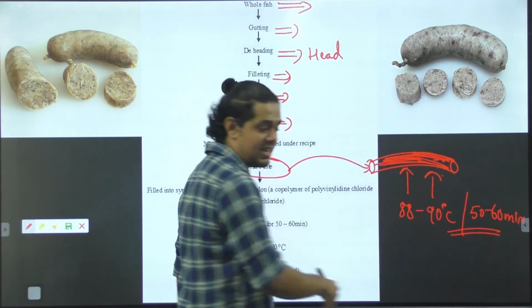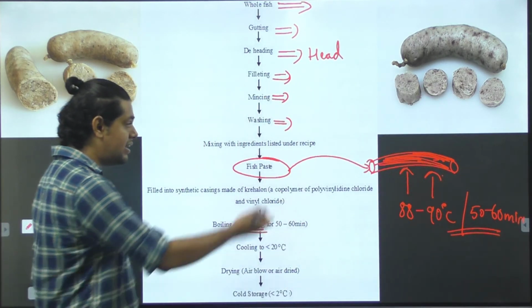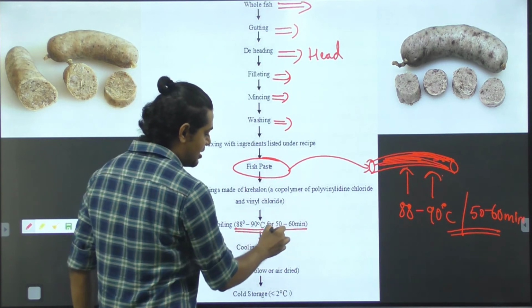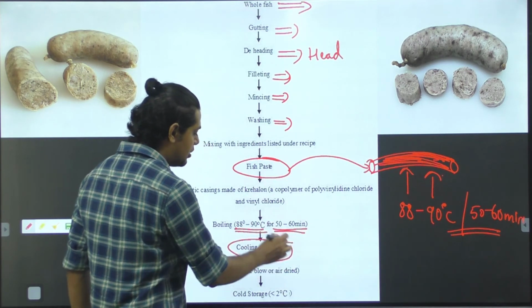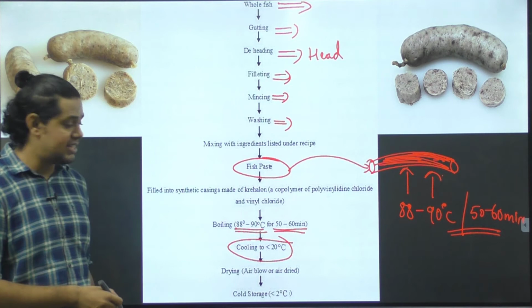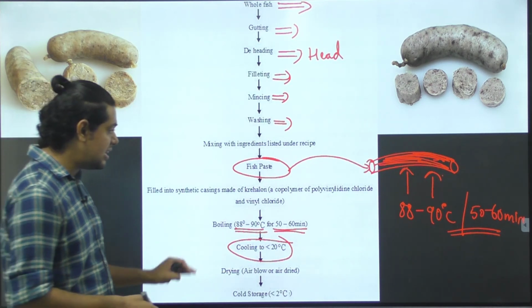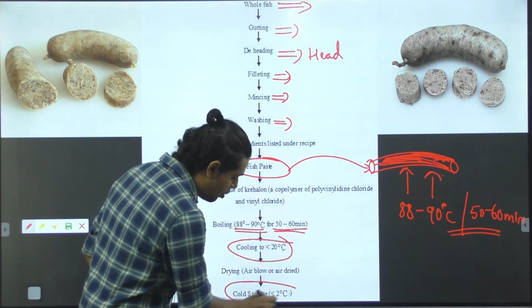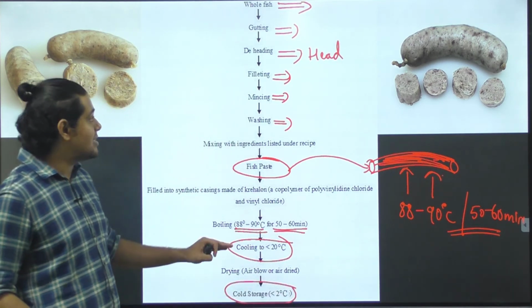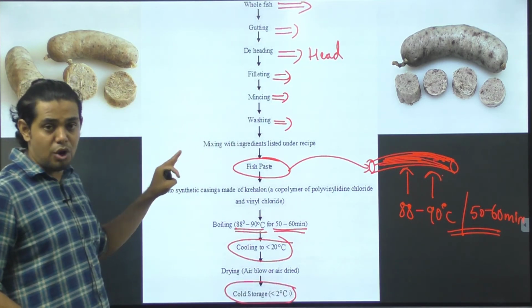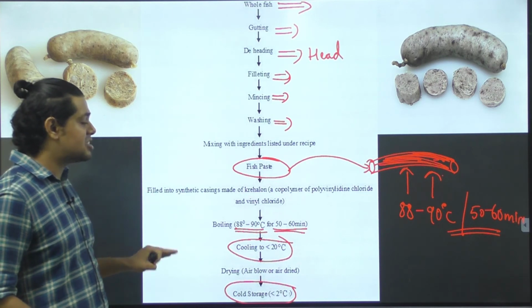Okay, so this significantly cooks the product, and then after cooking, after the time interval, we will have to significantly cool it down to less than 20 degrees centigrade, and then we will have to dry them, and then it has to be cold stored below 2 degrees centigrade. So that is the process involved in the manufacturing of the fish sausage.